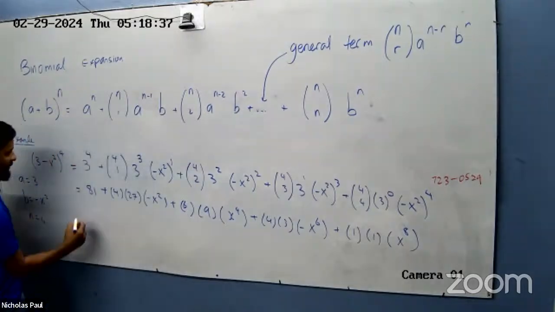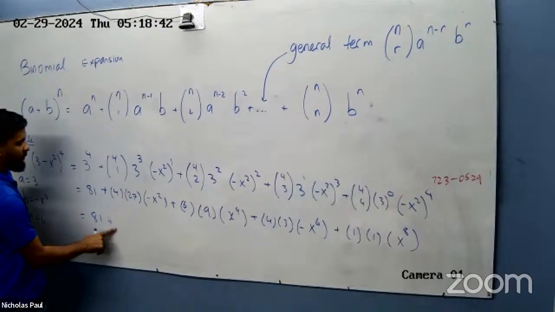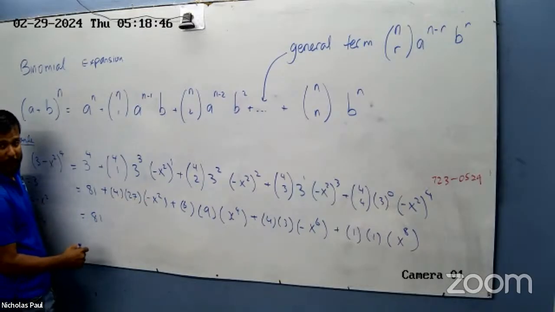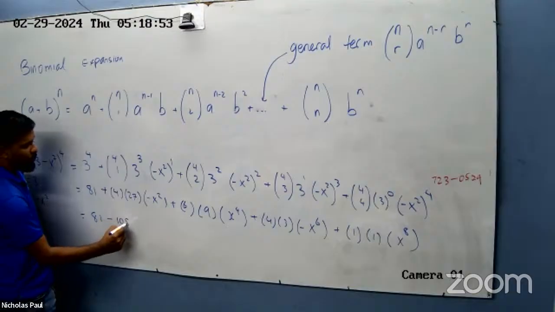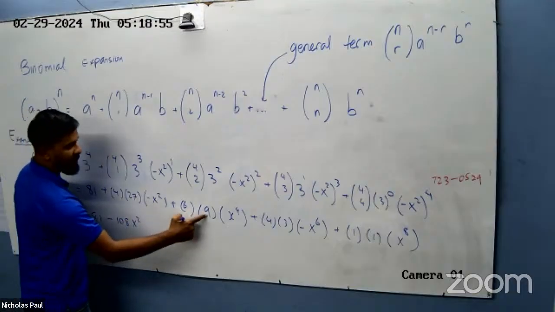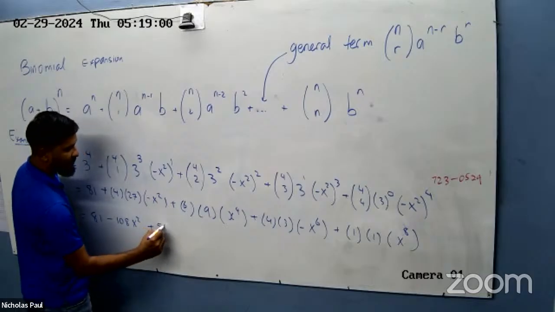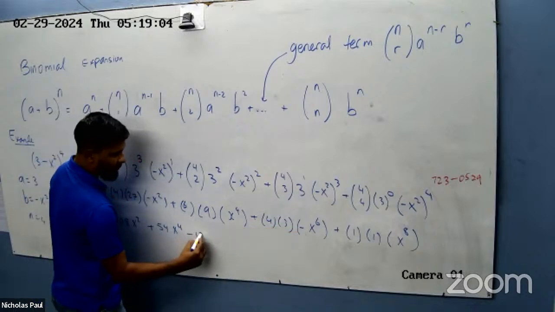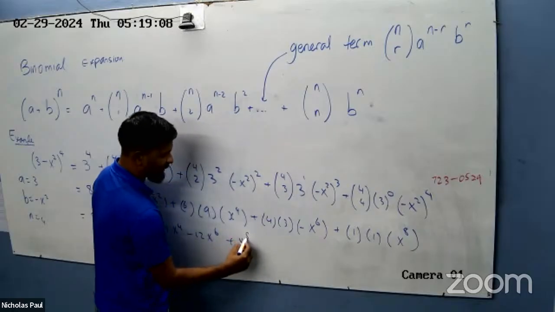And then simplify it up a little bit. This is 81 minus 4 by 27, how much is that? 108 or something? So 108x squared. 6 by 9, right? 6 by 9 is 54x to the 4th. This is minus 12, and then this is positive x to the 8th.